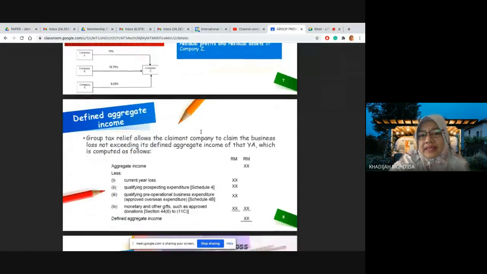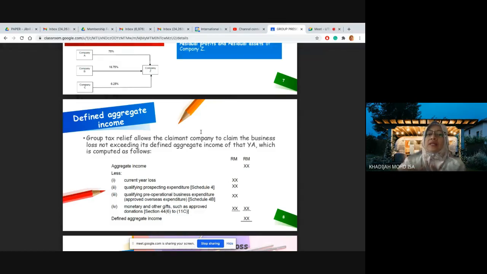We have 2 types of companies when we talk about group relief: the surrendering company and the claiming company. The surrendering company is the company in a loss position, and it can transfer 70% of the loss to another related company. The company claiming the losses is what we call the claimant company. This claimant company must have a defined aggregate income, because in order to absorb loss, you must have income. So what is a defined aggregate income? Then you look back at the formula.